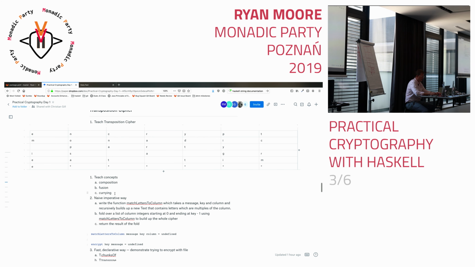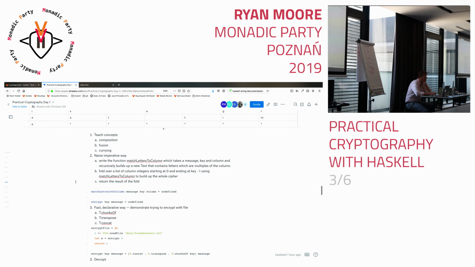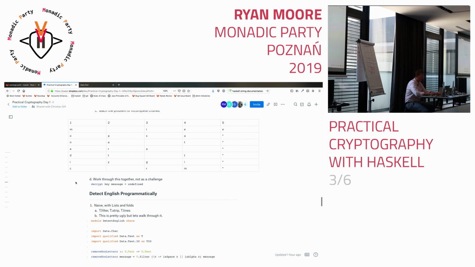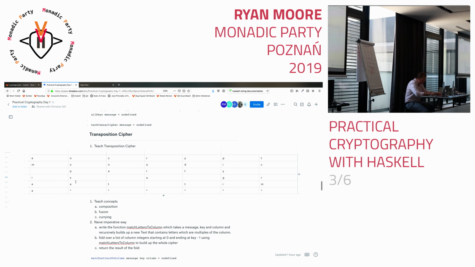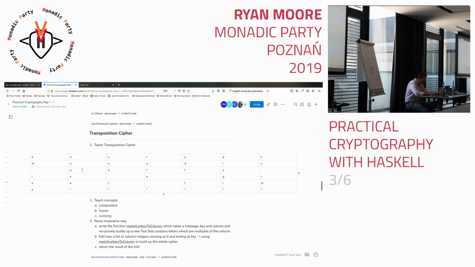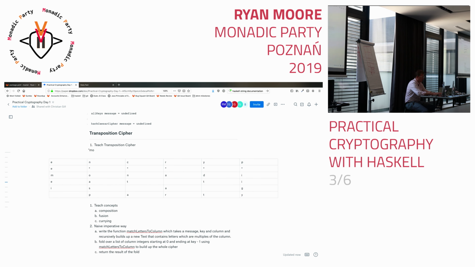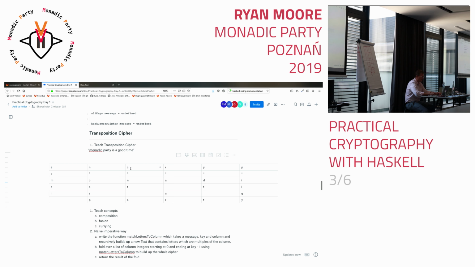So in this case, let's put both of these right next to each other. Well, that's a bad example as well. Monadic.party. So let's take a column out of this. And we're going to have the input is going to be monadic party is a good time. And the key is going to be 1, 2, 3, 4, 5, 6.